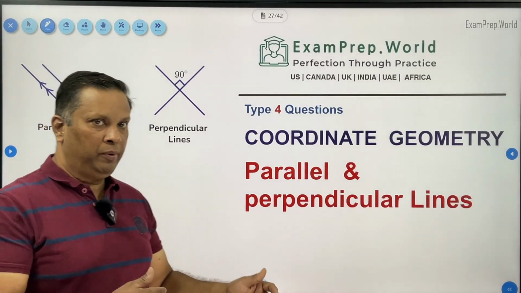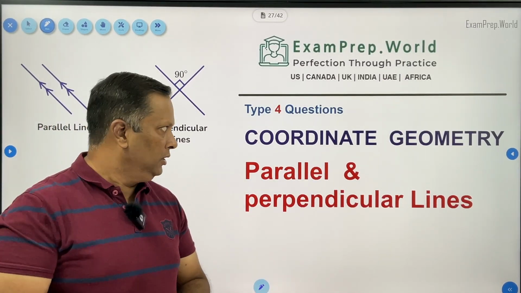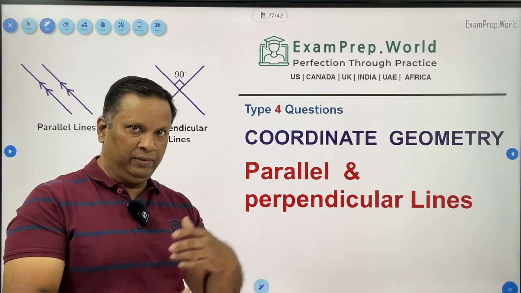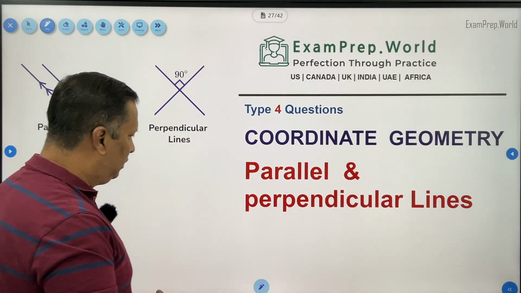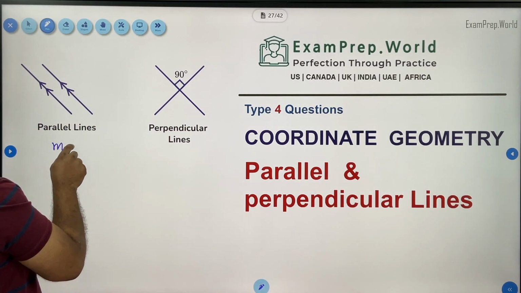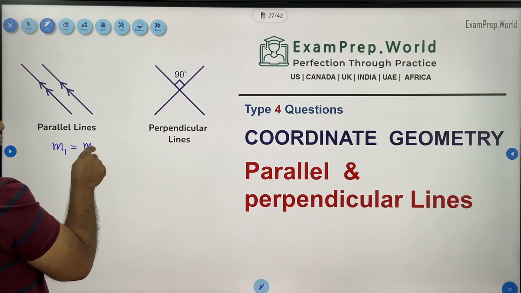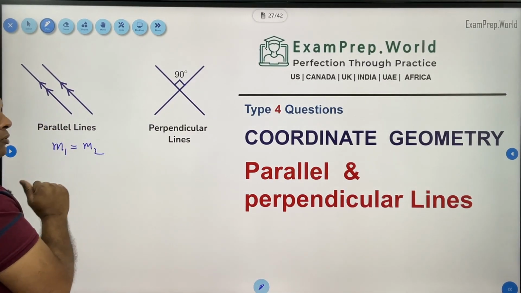We discussed in our previous video, the last question was somewhere related to parallel and perpendicular lines, but once again we go into detail. What have we learnt till now? For parallel lines, the gradients will be equal. M1 will be equal to M2. What is M? It is the gradient of line 1 and line 2.